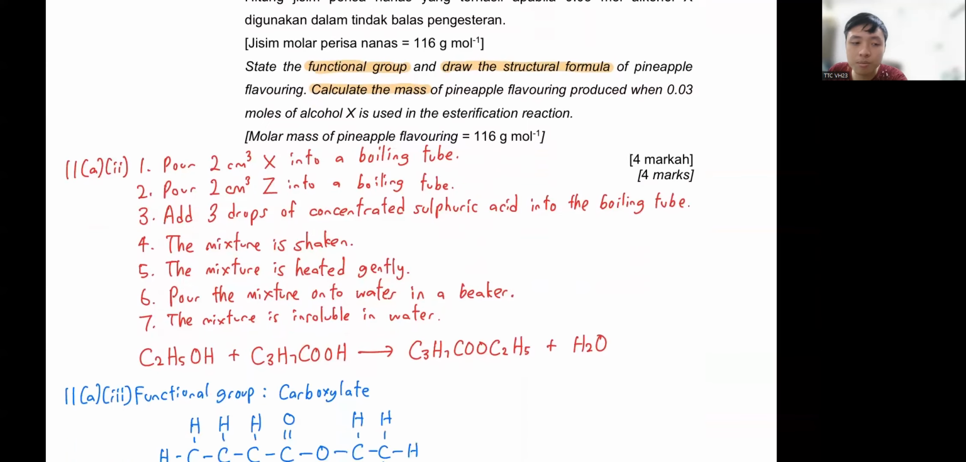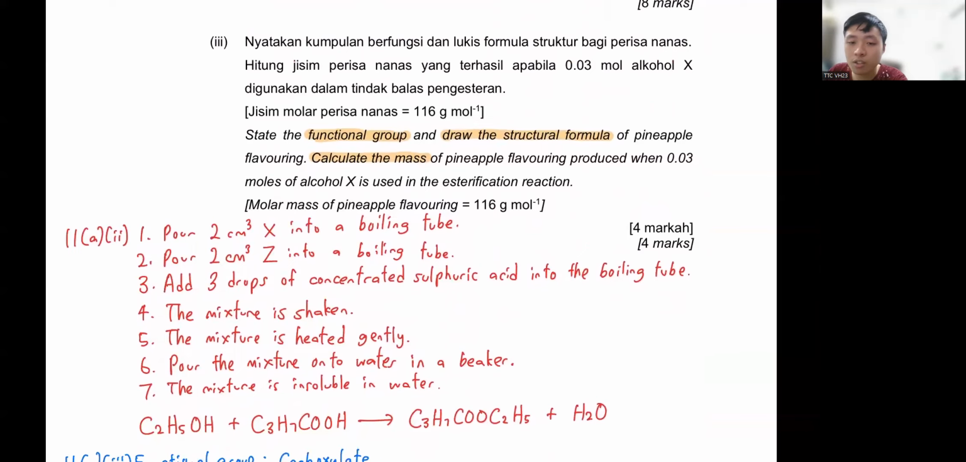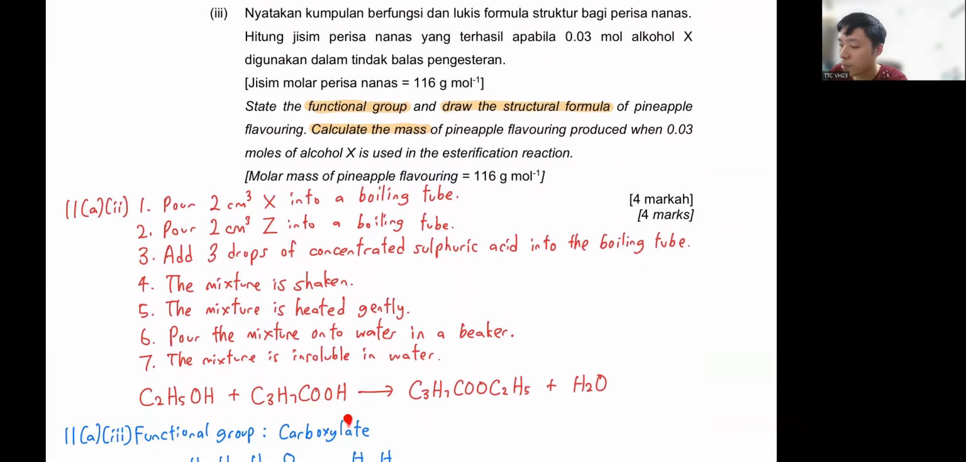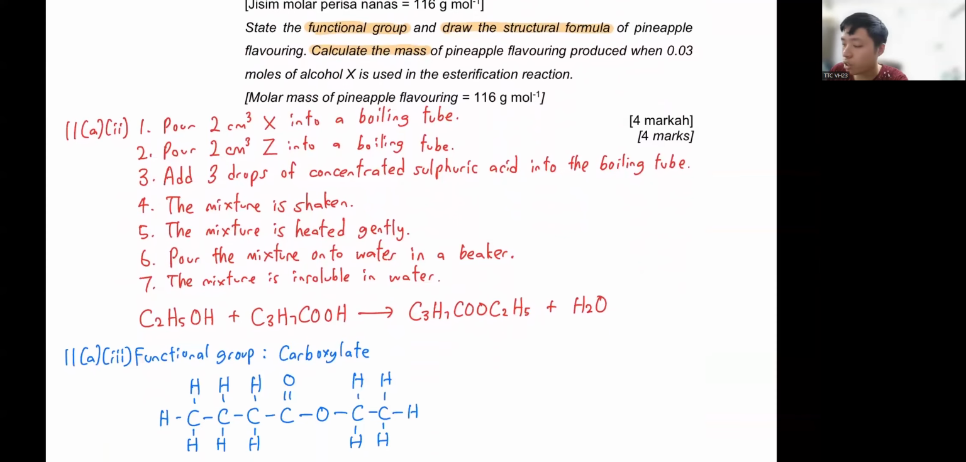Now 11A3: name the functional group and draw the structural formula of the pineapple flavoring. The functional group for ester is carboxylate, COO. So draw a structural formula, just according to the chemical formula. Draw half carboxylic acid here, half alcohol here.